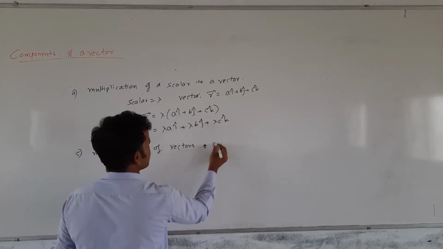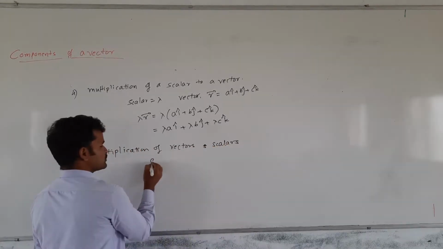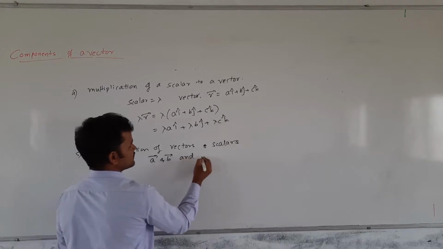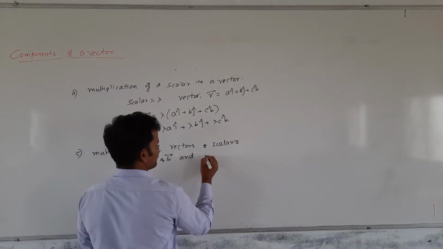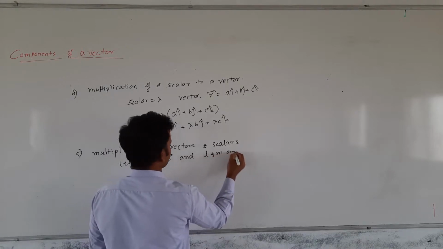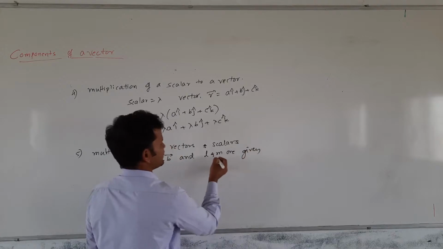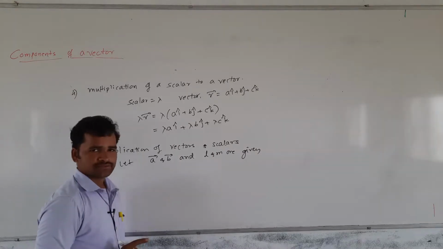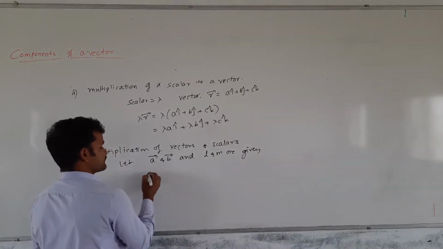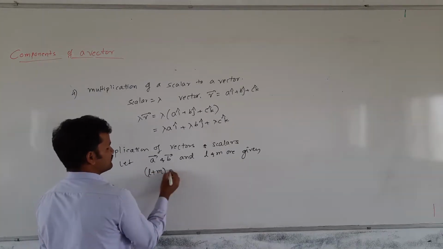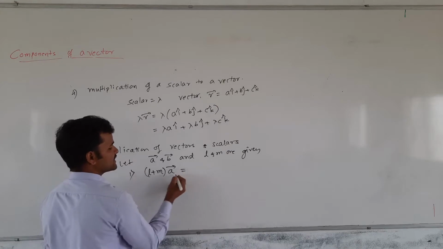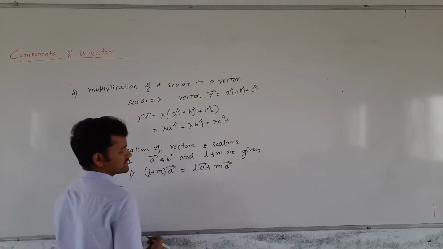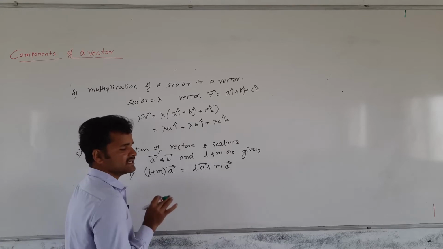Fine. And then fifth property I want to say here, multiplication of vectors and scalars. See, suppose there are two vectors, let vector A and vector B, and also L and M are given. What are L and M? L and M are scalar values, and vector A and vector B are two given vectors. Suppose I have (L plus M) into vector A, then what can I write? I can write L into vector A plus M into vector A. This is valid. This is known as the distributive law.